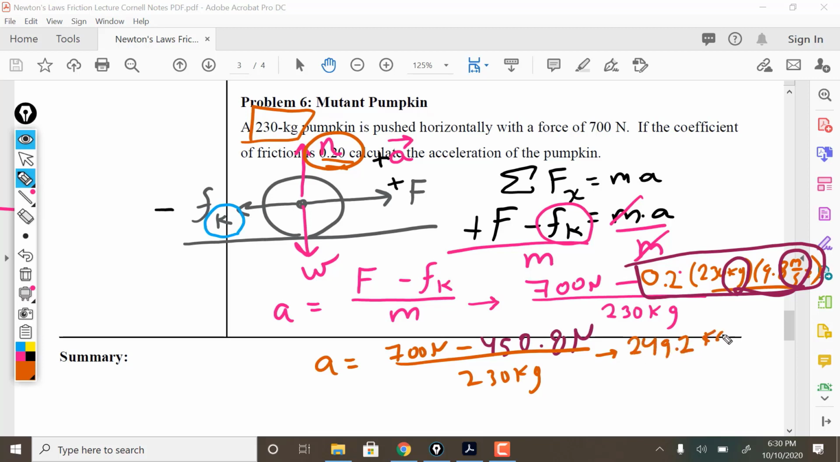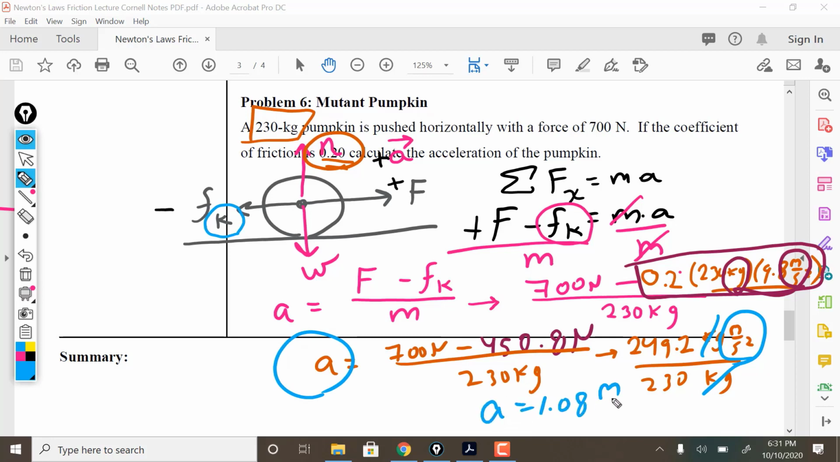That's 249.2 kilogram meter per second squared over 230 kilograms. The kilograms cancel out. It is the correct unit for acceleration, meter per second squared. And putting this in the calculator, I get acceleration is 1.08 meters per second squared. That's a pretty believable number. It's a pumpkin, by the way.